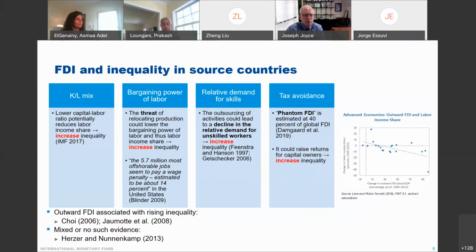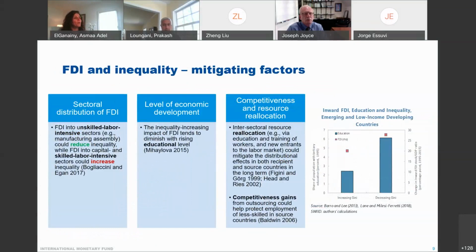Next slide. Now, the relative strength of all these channels and therefore the overall distributional impact of FDI depends on several factors. First, the sectoral distribution of FDI does play an important role. FDI flowing into low-skilled labor-intensive sectors and activities such as manufacturing assembly would tend to reduce inequality, whereas FDI into capital and skill-intensive sectors such as telecommunication would raise it.